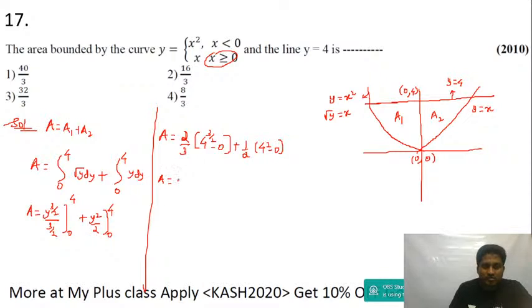Now capital A is equal to 2 by 3. Okay, so this is 2 square power 3 by 2, that is 8, plus 16 by 2 is 8. This fellow will get cancelled. Okay, 2 cube is 8, 8 into 16 by 3, plus 8. So you get 16 plus 8, 3 is 24 upon 3.